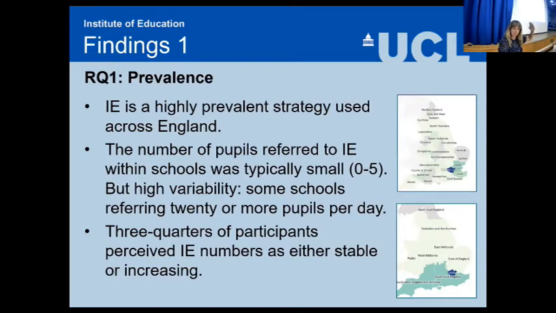Interestingly, I think the survey participants perceived that IE referral numbers were either stable or increasing. And I was really surprised by this because I'd imagine, considering it's such a punitive measure, that they would perceive it to be decreasing, or indeed if it was having an impact, that the incidence would be decreasing. So it kind of raises and invites interesting questions about what the purpose of the strategy is and how schools are evaluating it.